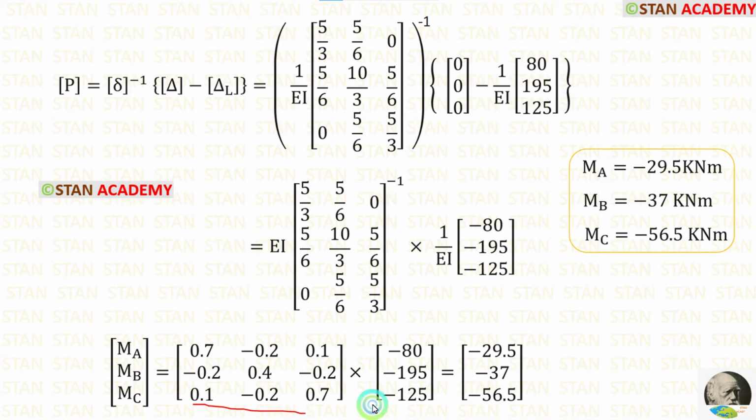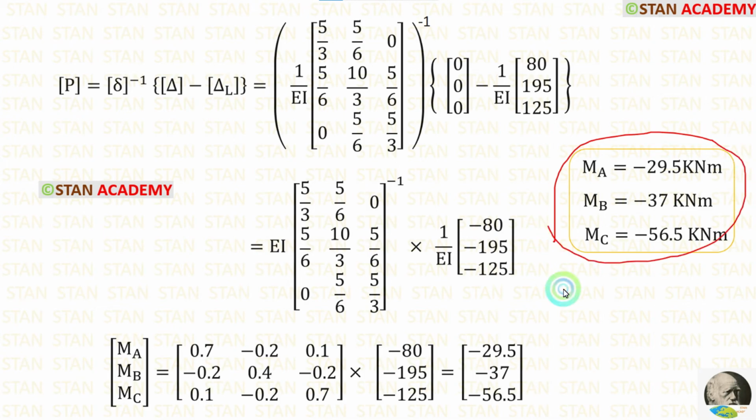When we multiply these two matrices, we will get the final moments. The moments will be according to the coordinates. The first coordinate is in the point A. So first we will get MA. The second coordinate was in the point B. So here we will get MB. The final coordinate is in the point C. So here we will get MC. So in this analysis, we have calculated all of the moments.